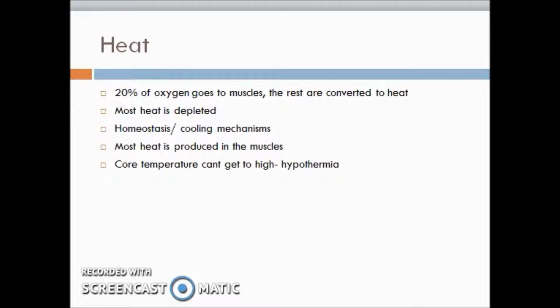So the final product is heat. 20% of the oxygen we consume goes to the muscles. The rest is actually converted to heat. Most of the heat that we create is actually depleted and isn't really kept in the body, because the body needs to remain neutral, and this links with homeostasis. This happens through cooling mechanisms. We cool our body using the cooling mechanisms. We have many cooling mechanisms that allow our body to stay cool and keep at a constant rate.